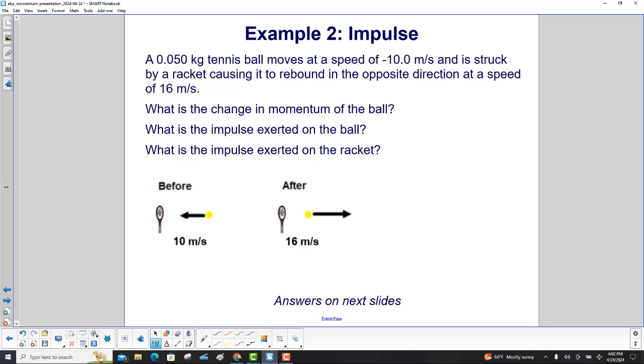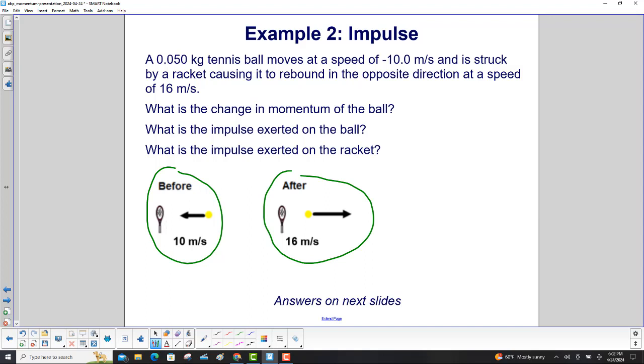Example 2. A 0.05 kilogram tennis ball moves at a speed of minus 10 meters per second and is struck by a racket, causing it to rebound in the opposite direction at a speed of 16 meters per second. What is the change in momentum of the ball? What is the impulse exerted on the ball? And what is the impulse exerted on the racket?